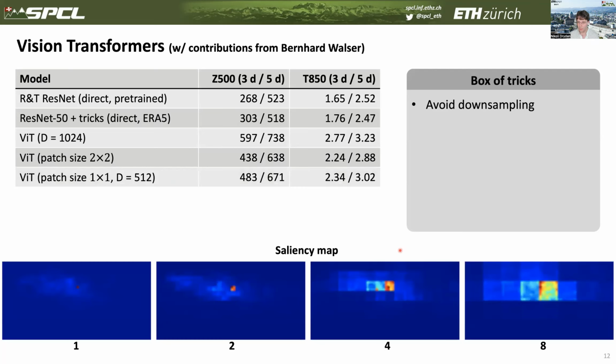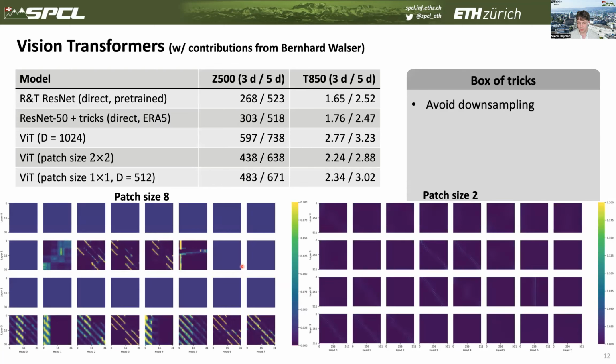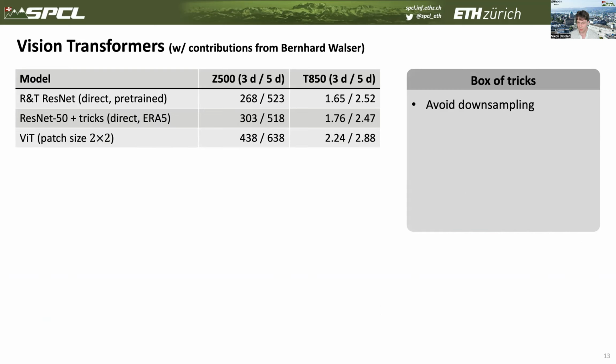And you can see a lot more if you look at a saliency map, where with these larger patch sizes, you can see there's a lot of spurious attention, which you can also see, again, when looking directly at these attention maps. So the 2 by 2 vision transformer is working better. But of course, if we wanted to go smaller, we run into memory issues.